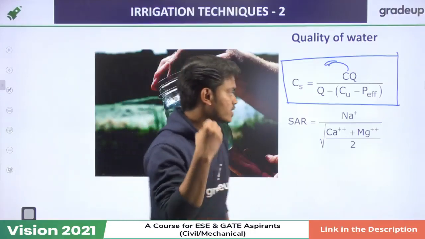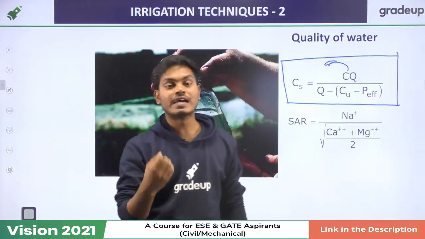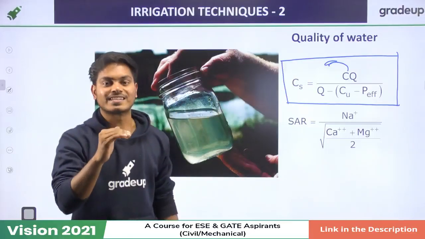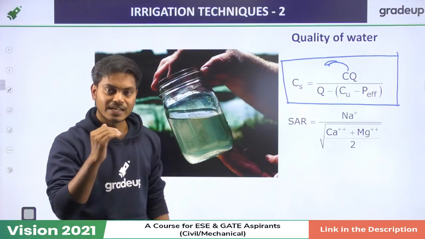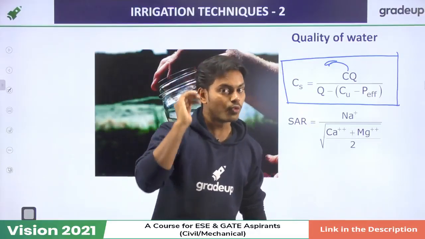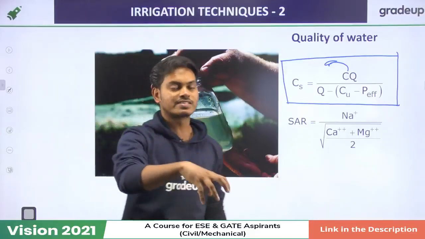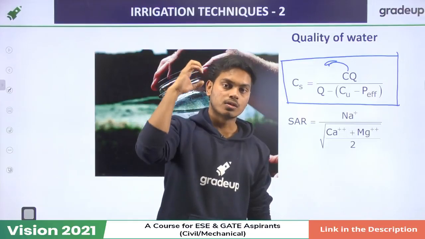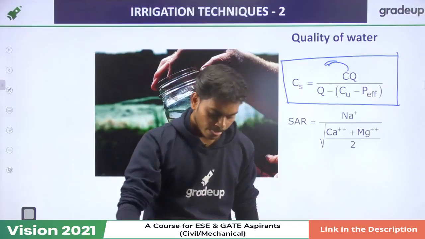Secondly, if the soil is dry, if the irrigation field is dry, what will happen? It will convert into crust, and it won't allow water to go inside the root zones. So it is very harmful for our crops.